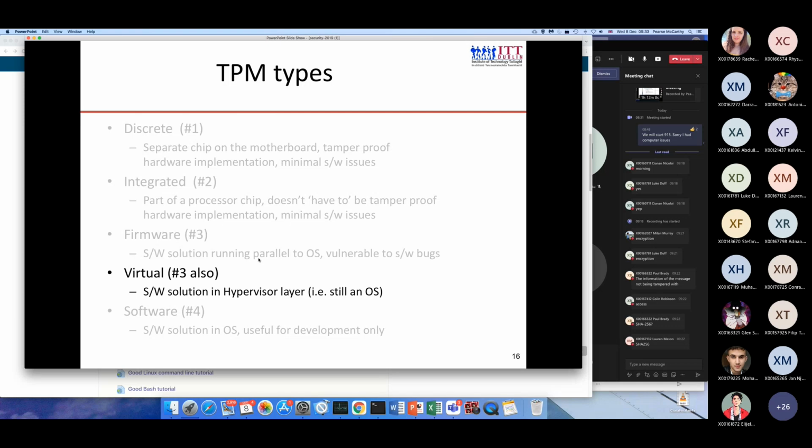Virtual is typically something you can find buried in hypervisor layers. It's still very similar to that one. And then this last one is usually used for when you're in the business of developing one of these TPMs, you will develop the whole thing in high level software first, okay? And it's used for development. Okay, so hopefully you get the rough idea what I'm talking about there, all right?